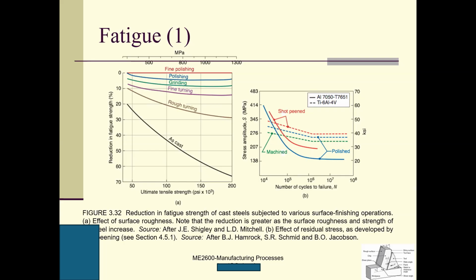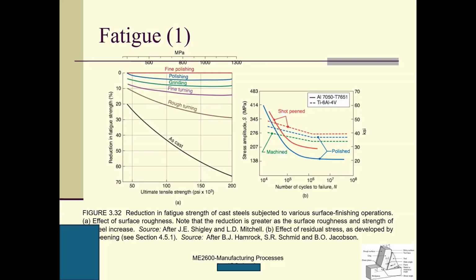Are you following me? Okay, good. You can see different manufacturing processes: fine polishing, grinding, fine turning, rough turning, as-cast. As-cast means there might be a lot of pre-existing cracks on the surface already. Right? So this is the stress amplitude, the cyclic loading, how much stress you apply, and this is the number of cycles.